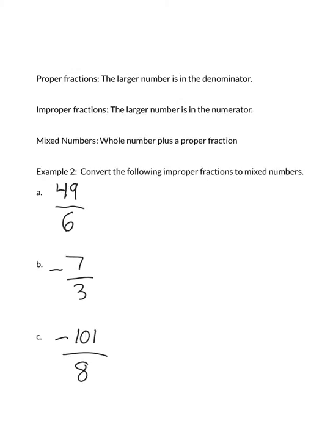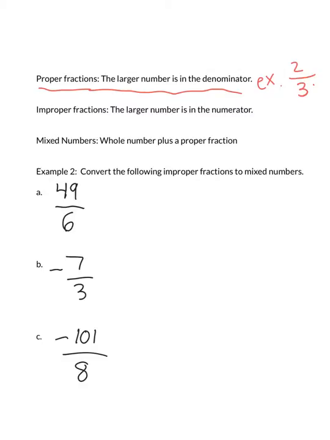For examples 2 and 3, we're going to be converting back and forth between improper fractions and mixed numbers. Before we do that though, we first have to be able to recognize a proper fraction, an improper fraction, and a mixed number. So looking at the definitions at the top of the screen, a proper fraction is where the larger number is in the denominator. So for example, I'll use EX to abbreviate example. If I had 2/3, clearly the bigger of the two numbers is on the bottom of the fraction, so 2/3 is a proper fraction.